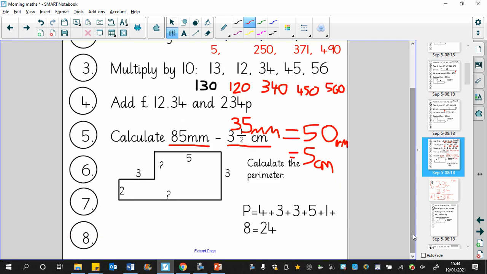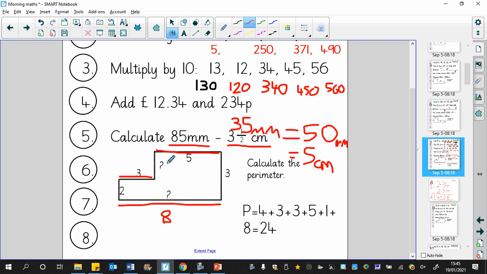And finally, the perimeter of this. What we've got to do now is to find the perimeter of this shape. So we've got a question mark for this vertical line and a question mark for the horizontal line. So if we work out the horizontal line first, let's have a look at that. To work out the horizontal lines, we can only use the horizontal lines. So we've got a 3 there, and we've got a 5 there. So therefore, this must be 8.